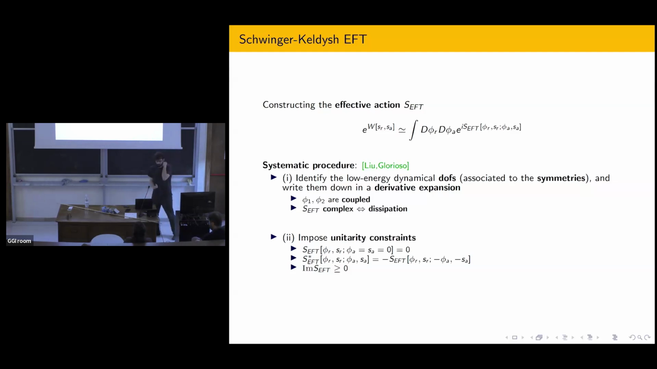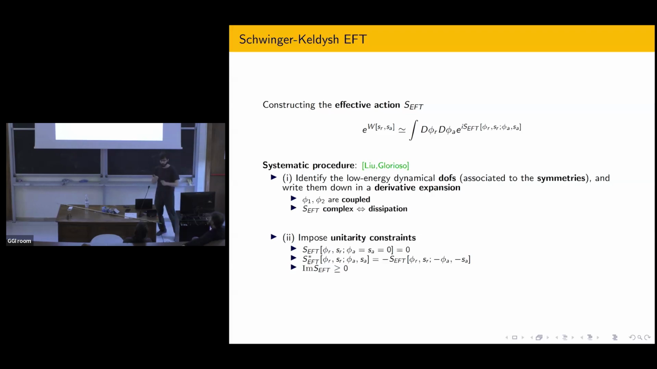So how do we do this in hydrodynamics? There is a systematic procedure to write down these theories. The first step is to identify the low energy dynamical degrees of freedom, which are relevant to the system we are considering, with the symmetries, etc., and the massless modes. And then we can write down terms in the effective action in some derivative expansion, for example, if we are doing hydrodynamics.